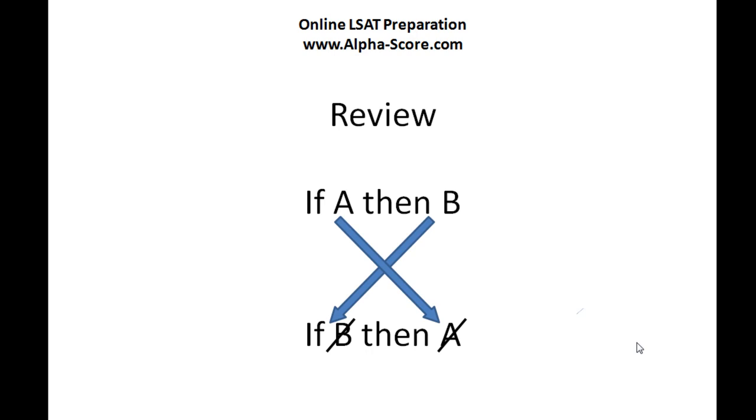This is the only other piece of information that you can draw from this statement. So you know if you have A, you definitely have B. And you know if you don't have B, you definitely don't have A. The other way you can write this is simply: if not B, then not A.